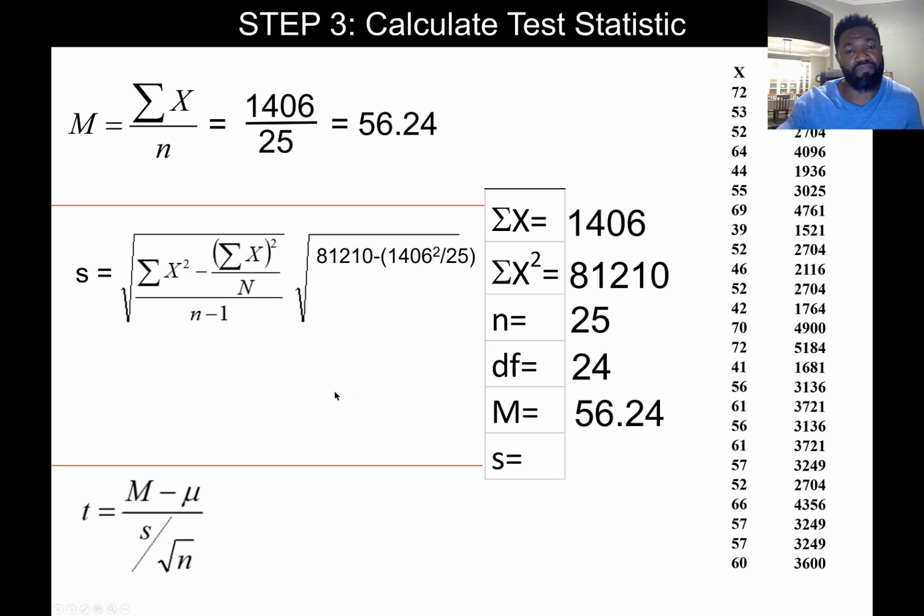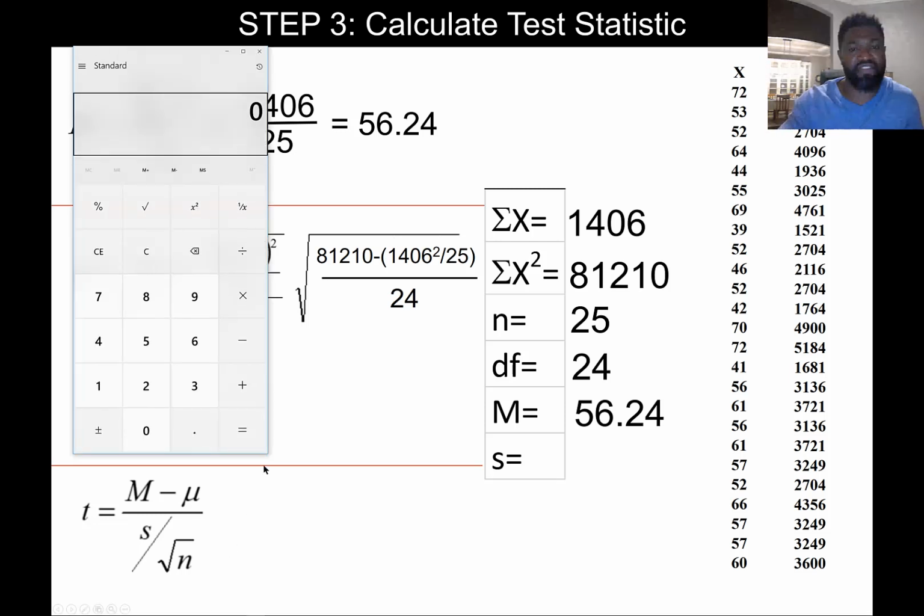81,210, okay? So that minus 1406 squared, right, because that's 1406, and we're going to square it and divide that by 25, and then that whole thing, whatever that all is, we're going to divide that by n minus 1, which is going to be 24. So let's actually do that too, because that's a lot of math and you actually will have to do it.